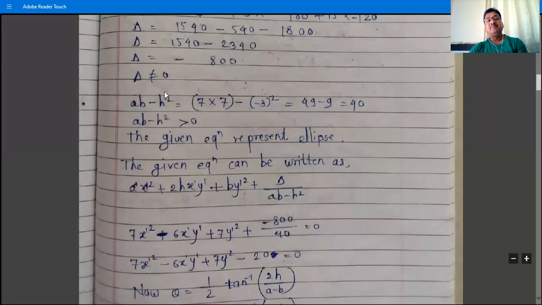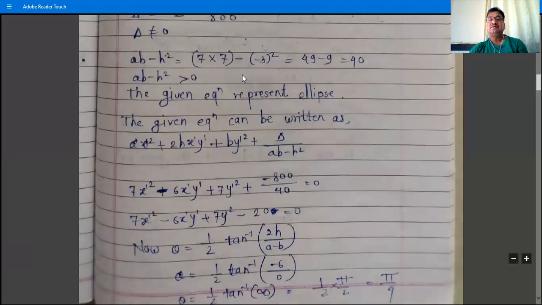And then find ab minus h square. If delta is 0, then the given equation represents a pair of lines. But delta is not equal to 0, therefore find ab minus h square. a is 7, b is 7, h is minus 3, its square is plus 9. So 7 into 7 is 49 minus 9, that is 40, which is greater than 0. This quantity ab minus h square is greater than 0, and therefore the given equation represents an ellipse, or the nature of the conic is ellipse.